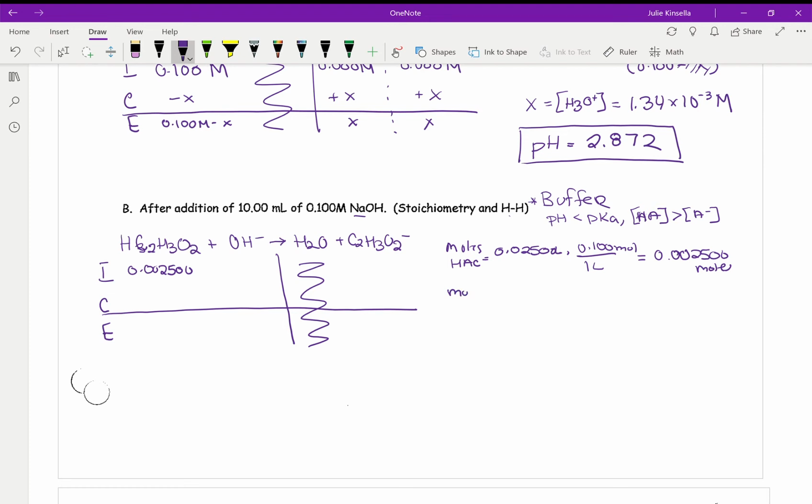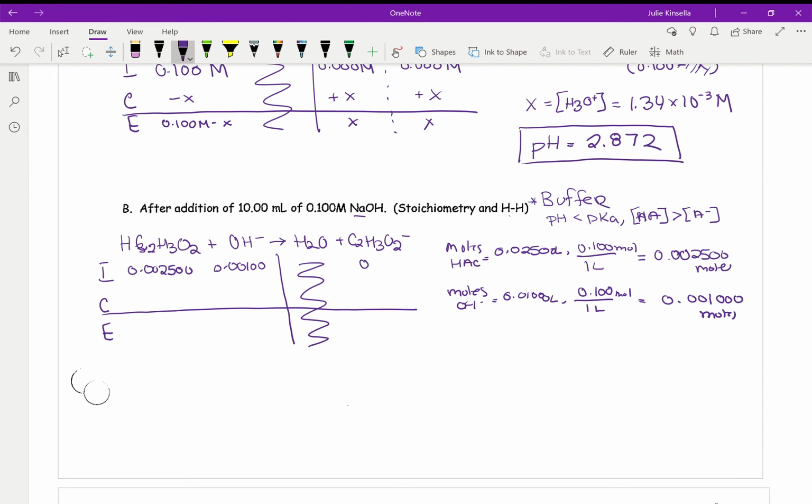Okay, and then I also need to know my moles of hydroxide. So I have right now just 10 milliliters of it, and it also has 0.1 molarity. So I have 0.00100 moles of the base. Okay, and then 0 for my weak base to start.